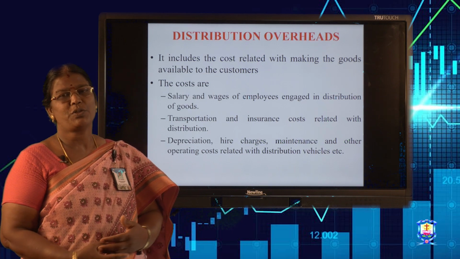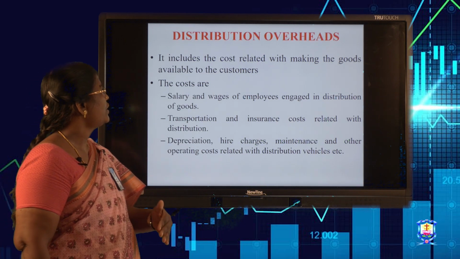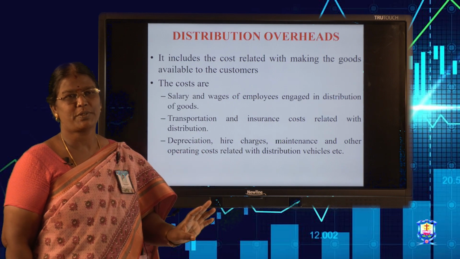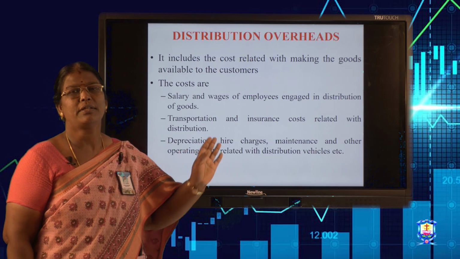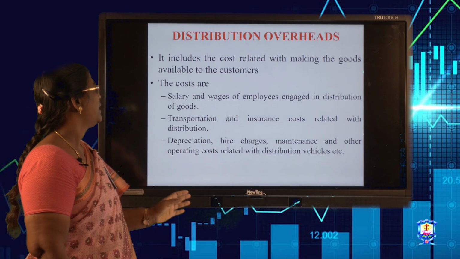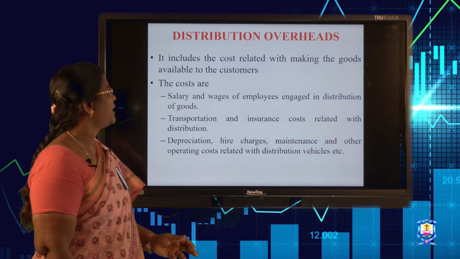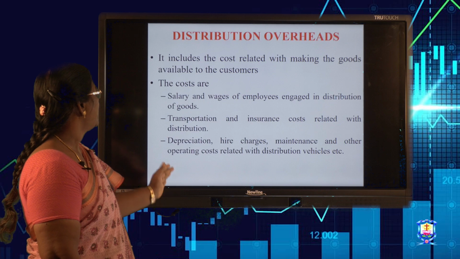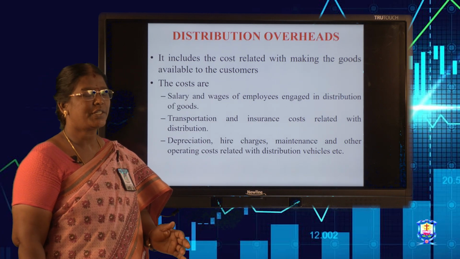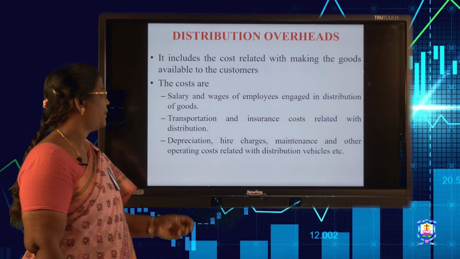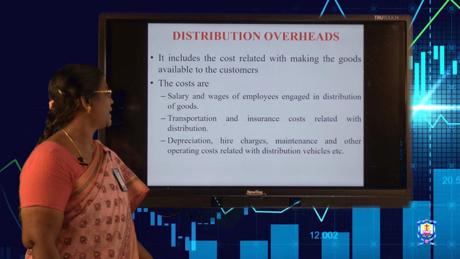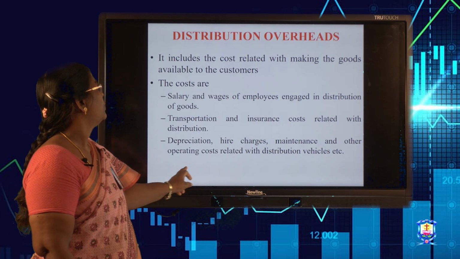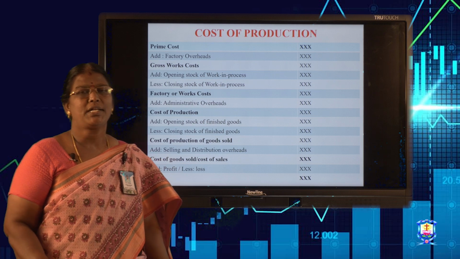Then now distribution overheads. Here it includes the cost related with making the distributions of goods to the customers. These come under this head, that is distribution overheads. Here the cost or salary and wages of employees engaged in distribution purpose, that is transportation, insurance cost related with the distribution, depreciation, hire charges, maintenance and other operating related charges are coming under the distribution overheads.